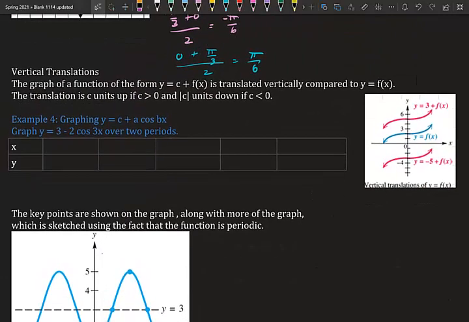Vertical translation. The graph of a function of the form y equals c plus f of x is translated vertically compared to y equals f of x. The translation is c units up if c is positive and c units down if c is negative. So for vertical, it is what it is. If it's positive, you go up. If it's negative, you go down.